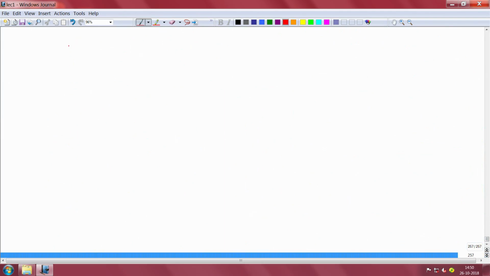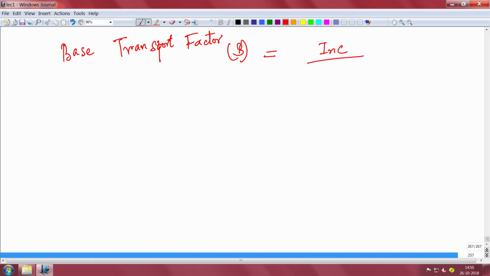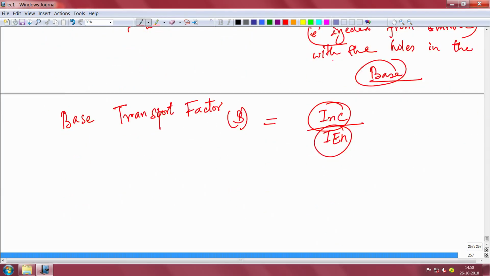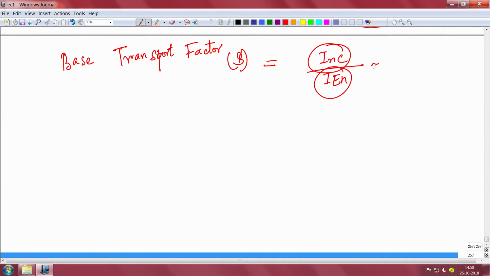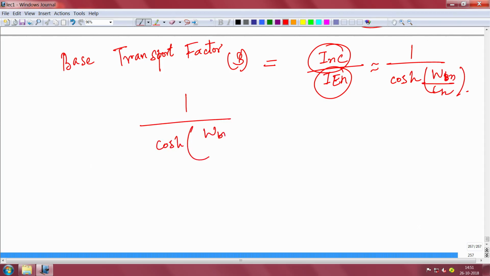So what we can do now is define the base transport factor. If you remember, last class probably we had discussed, the base transport factor B essentially tells you what fraction of the collector current, because of the electron collector current, not the base collector leakage current, actually comes from the electron emitter current, not the total emitter current. If you take the expression for the collector current and the emitter current from the 2 slides before, then this ratio will come out to be 1 by cosh(WBN/Ln).